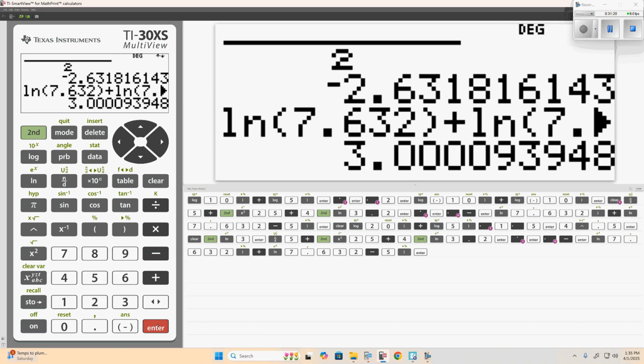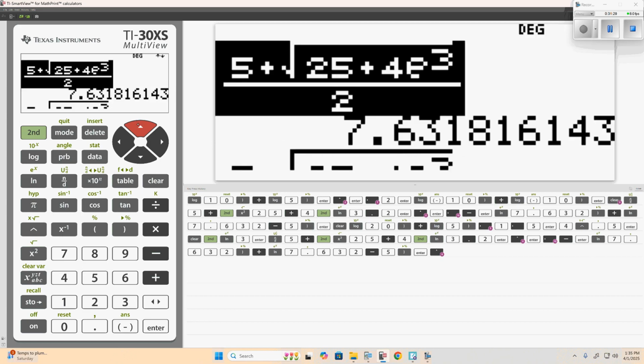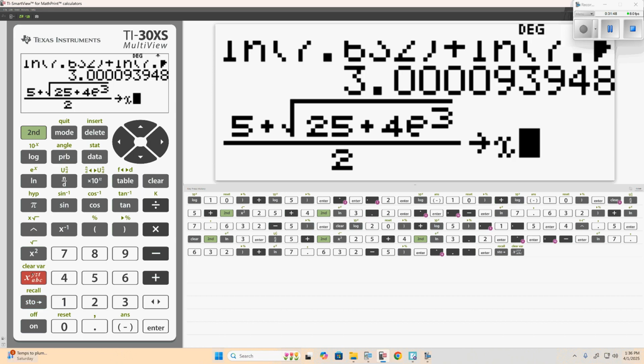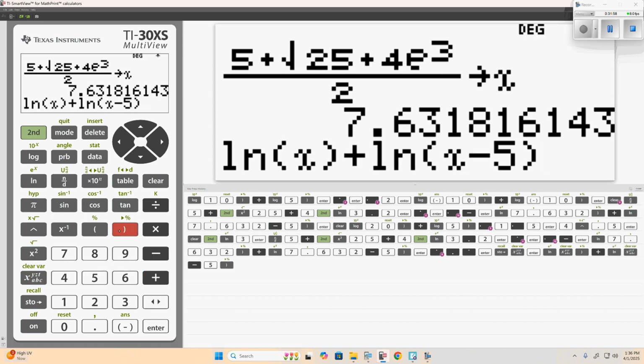And the reason it gives us something close to 3 and not 3 is because, well, let's look back up, was the value of the one we wanted, this here, exactly 7.632? Well, no, there's a whole bunch of other digits there, yes? The more digits we include in our answer, the closer it'll get. Let's store that value into x. So if we took ln of this value plus ln of this value minus 5, it'll give us 3. We have to plug in enough digits to get it there. And 3 digits is not enough.